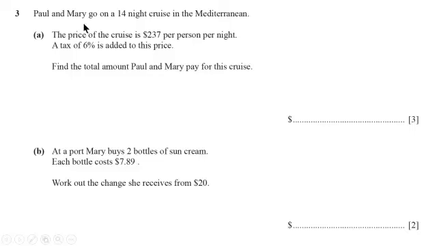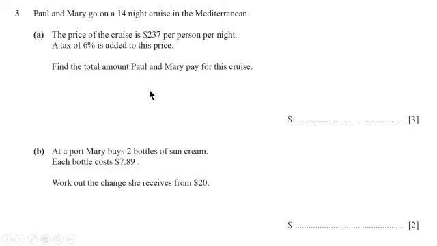Question number 3. Paula and Mary go on a 14-night cruise in the Mediterranean. The price of the cruise is $237 per person per night. Okay? A tax of 6% is added to this price. Find the total amount Paul and Mary pay for this cruise.